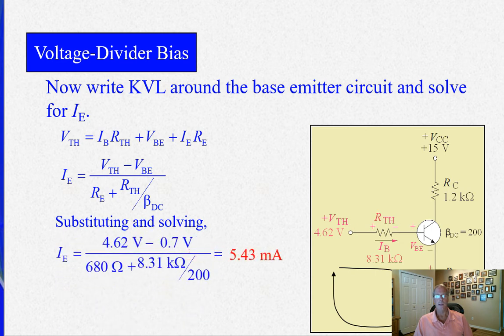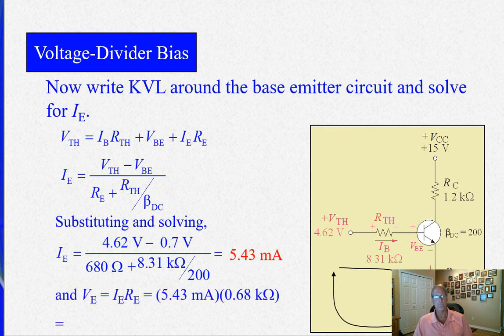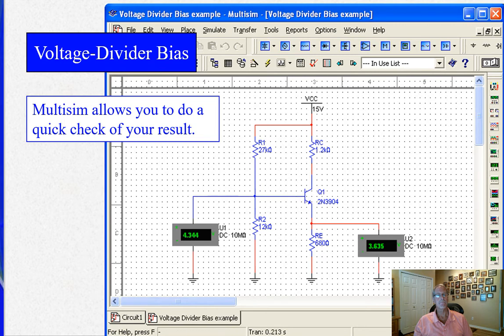We end up with an emitter current of 5.43 milliamps this time, and emitter voltage of 3.69 volts. So that's a little different than what we had before. Still pretty close, and quite honestly, most of the time when we do this in practice, in the real world, we do just the simple voltage divider method to make sure it's a stiff voltage divider. So we don't have to worry too much about the base current. And you can obviously check it with Multisim.